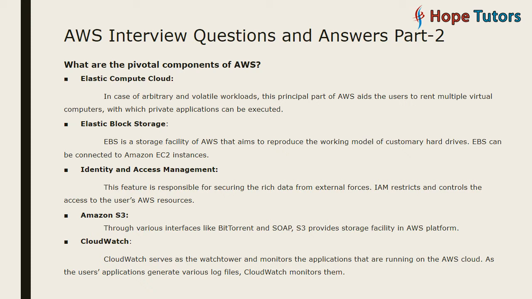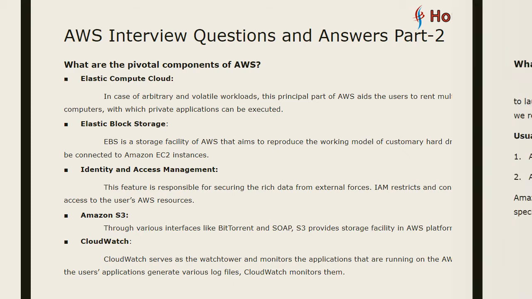Amazon S3. Through various interfaces like BitTorrent and SOAP, S3 provides storage facility in the AWS platform. CloudWatch. CloudWatch serves as the watchtower and monitors the applications that are running on the AWS cloud. As the user's applications generate various log files, CloudWatch monitors them.